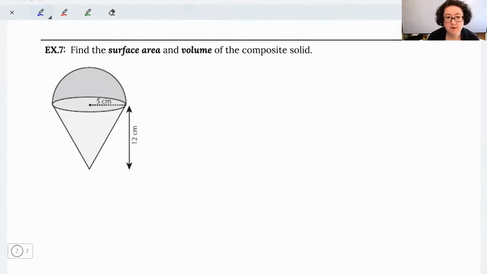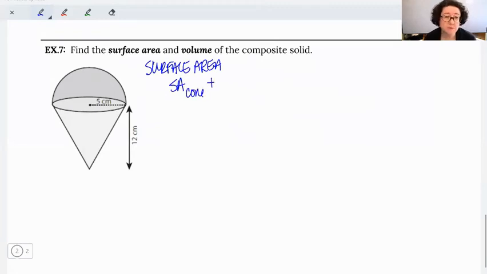Again, let's figure out our formulas. For surface area, we have 2 pieces. We have the surface area of the cone, and then we have the surface area of that dome, in other words, a hemisphere. So 1/2 of the surface area of a sphere. So let's think about this. Well, wait a second. Do we have any overlap on this one like we did on the other one? Yeah, we have that overlap with this guy, this circle in between.